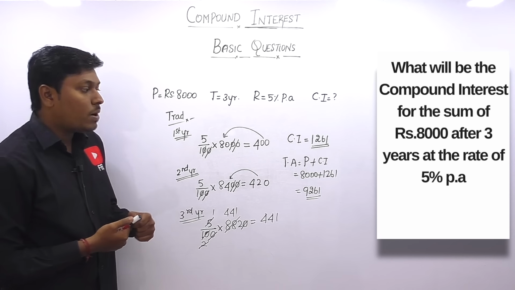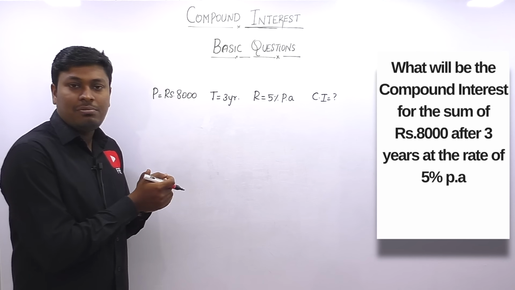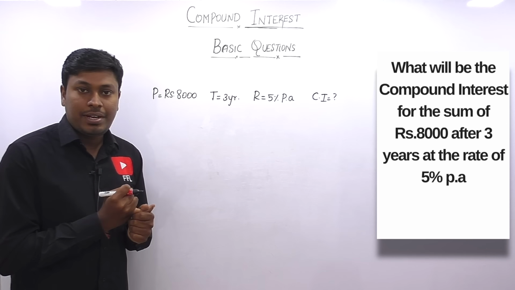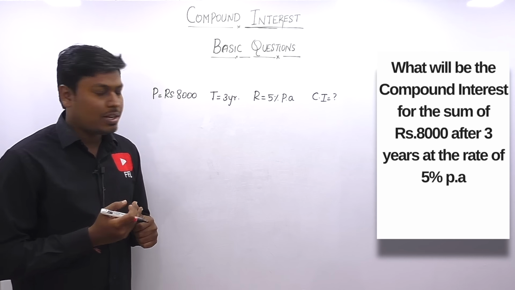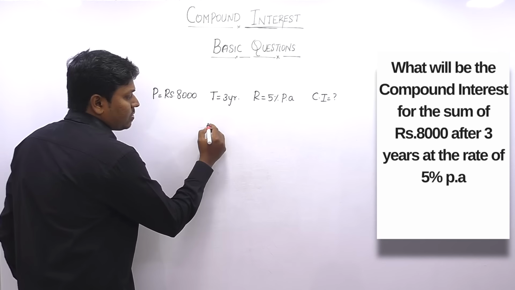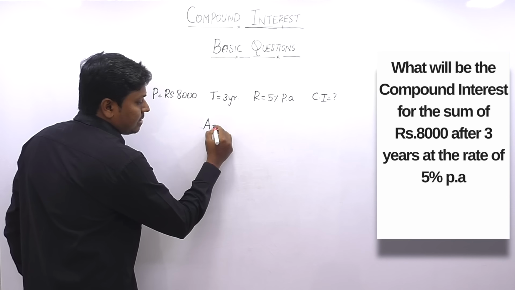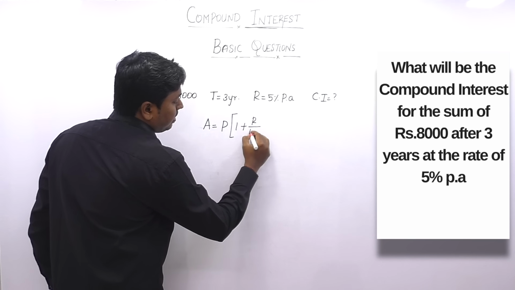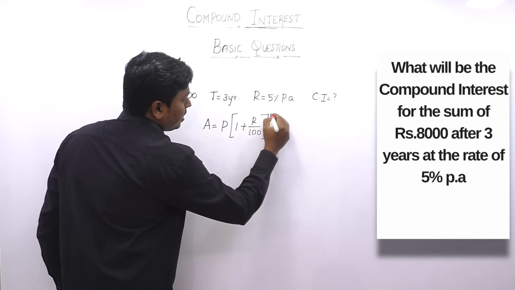So let me move on to the formula method also. So everyone knows the formula, right? There are only two major formulas. One is how to find the compound interest and second is how to find the total amount. So let me apply any one formula. I am going to apply the formula A = P(1 + R/100)^n. So this is the formula for finding the total amount.